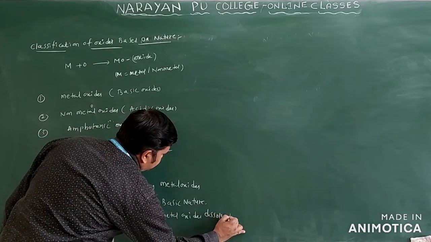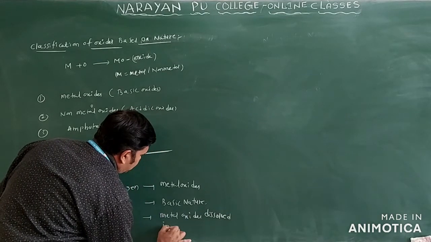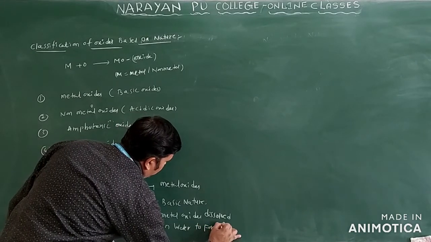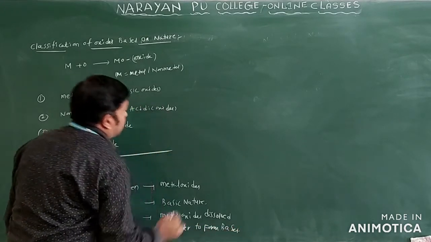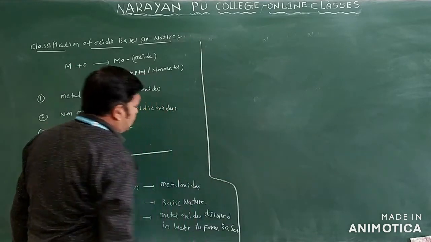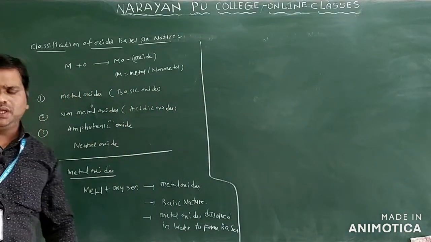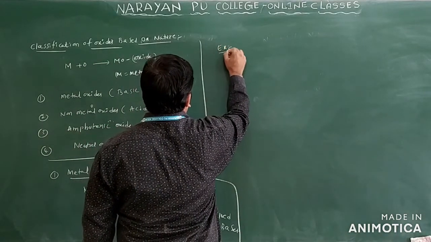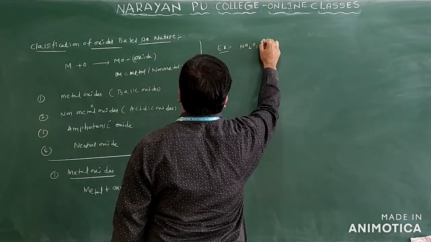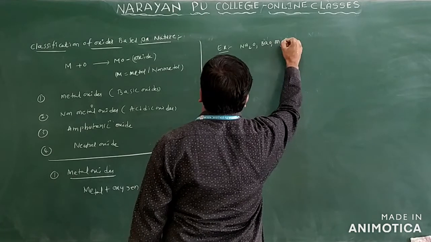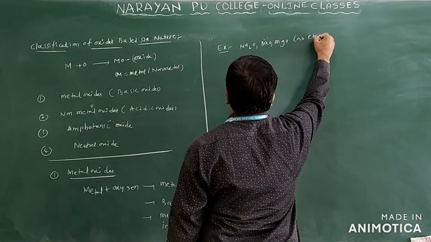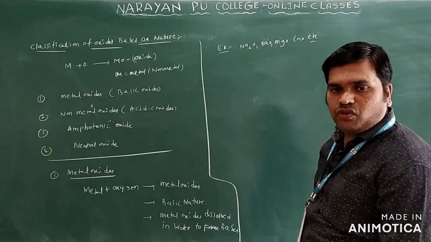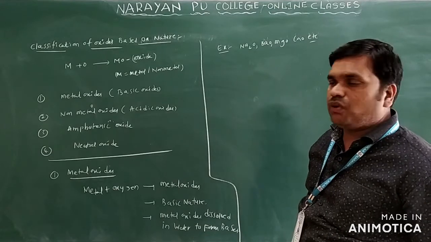Why are they basic in nature? Metal oxides dissolved in water form bases only. Whenever metal oxides are dissolved in water, they form bases. Let us see some of the metal oxides we have. Examples I am writing here: Na2O, BaO, MgO, CaO, etc. These are formed when sodium combines with oxygen to form sodium oxide, and like this magnesium, barium and calcium.